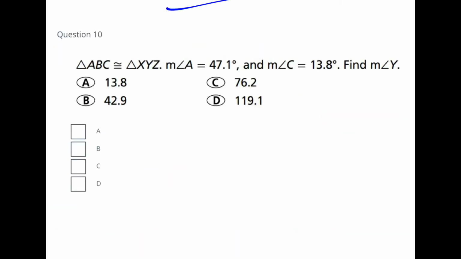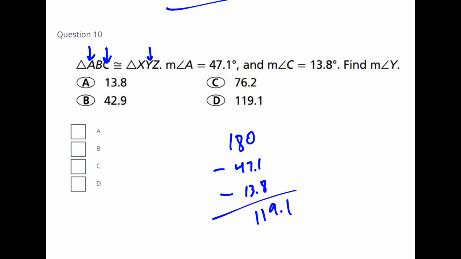So triangle ABC is congruent to triangle XYZ, and the first one is 47.1, the third one is 13.8. We want to know what the middle one is. So we can take 180, subtract 47.1, and then subtract 13.8, and whatever's left is our third angle. That turns out to be 119.1. The answer is D.